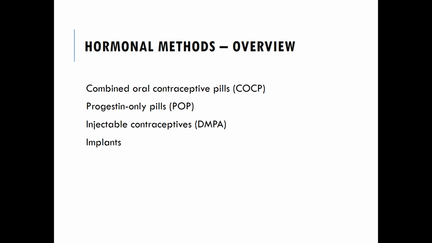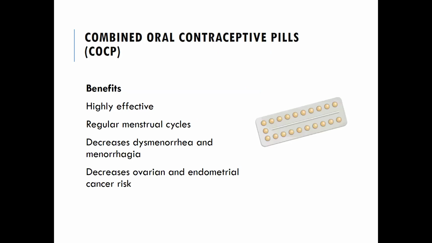Then comes the hormonal methods. Hormonal methods include the combined oral contraceptive pills and the progestin only pills, POP, injectable contraceptives, and implants. First of all, we will see combined oral contraceptive pills. The benefits of this method are they are highly effective.